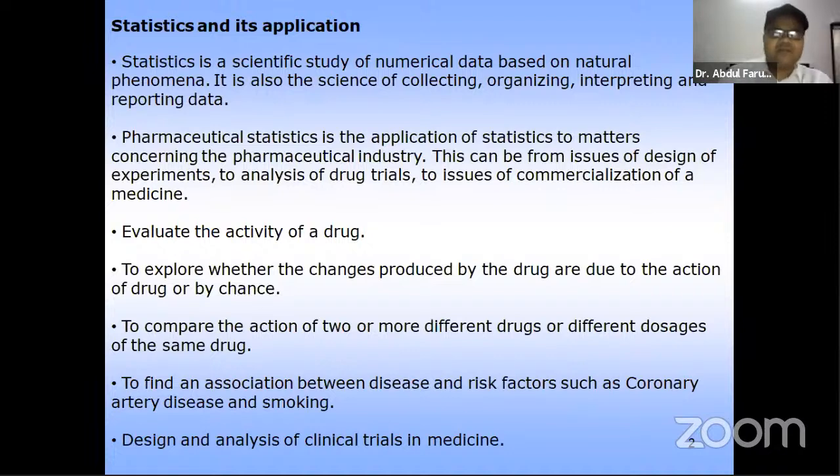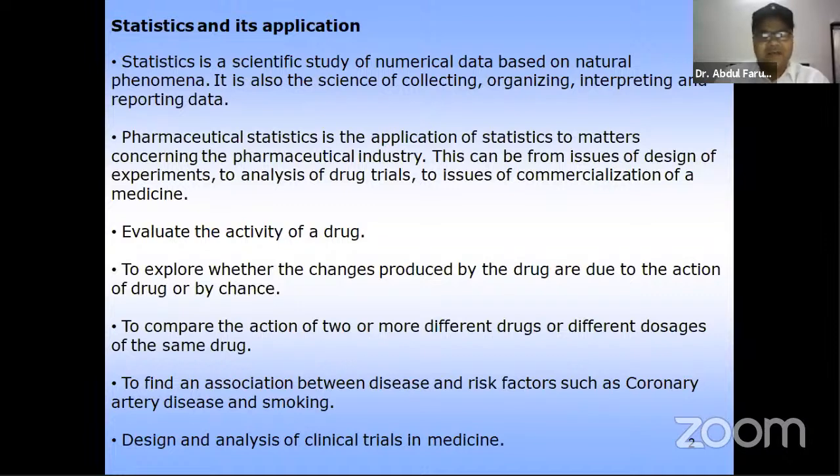So far as pharmaceutical statistics are concerned, it addresses issues from the design of experiments to the analysis of drug trials, to the commercialization of medicine. It is used to evaluate the activity of a drug, to explore whether the changes produced are due to the action of the drug or by chance, to compare the action of two or more different drugs or different doses of the same drug, to find an association between a disease and risk factors such as coronary artery disease and smoking, and to design and analyze clinical trials.